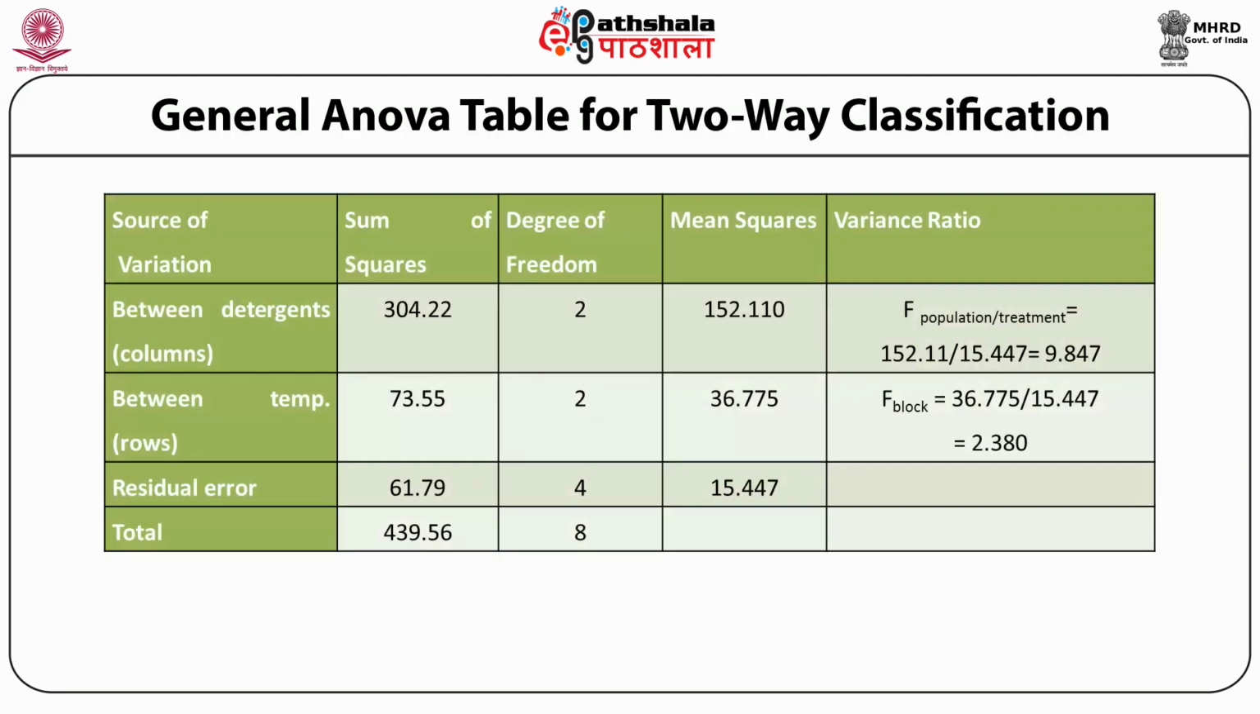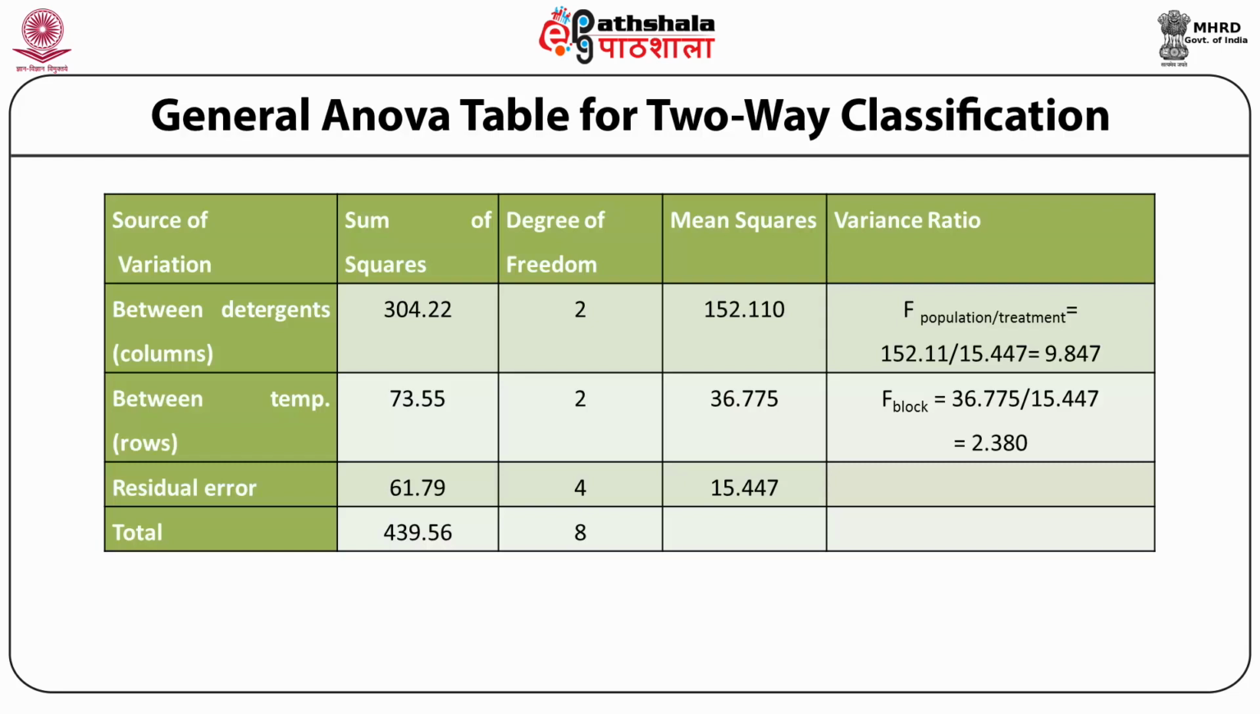15.447. Now let's compute variation or the variance between detergents. So its sum of square is 304.22, degrees of freedom is 2 and the mean square is equal to 152.110 and the variance ratio, that is the F ratio, is equal to 152.11 upon 15.447, and the 15.447 is the mean square of the error. So it comes out to be 9.847. So this is the F calculated.